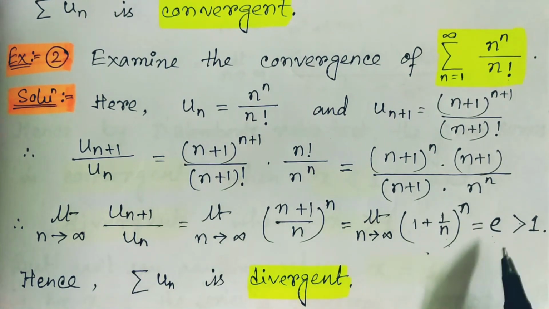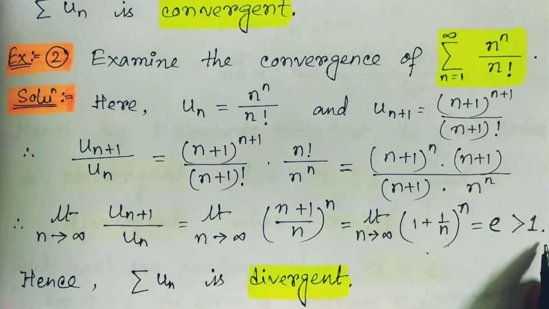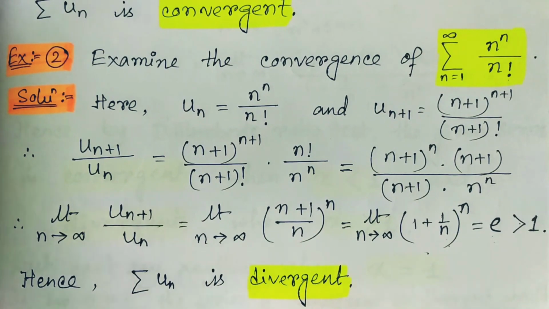That means we can say e is greater than 1 always, as the value for the limit is greater than 1. So we can say the given series is divergent.